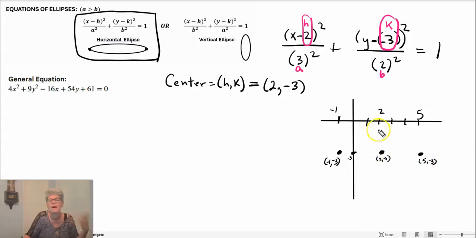Okay. Now what about my minor vertices? Well, that's where B comes in. It's going to be 2 units up or 2 units down from the center. So 2 units up would put me here at 2, comma, negative 1. And then 2 units down would put me here at 2, comma, negative 5. Okay, now that I have the vertices, I can start to draw this football shape.